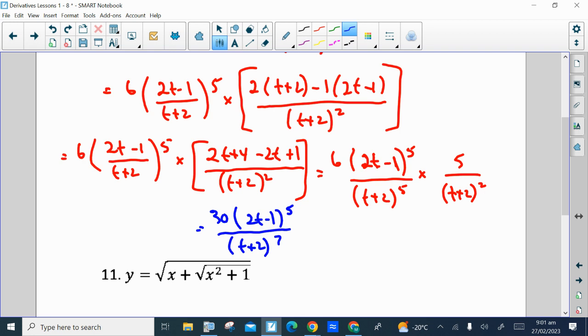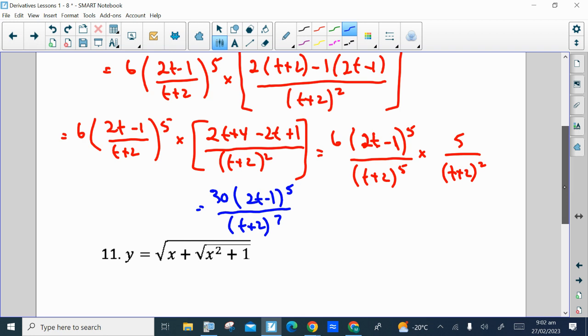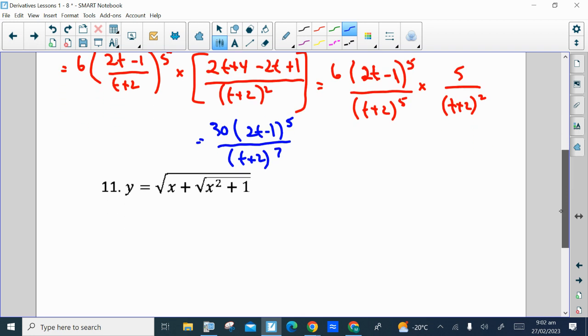So, as you're going through this, you hopefully would recognize that those denominators have the same base of t plus 2. So they can be combined. Add the exponents, keep the base the same. That is the reason why we split up that second factor, so we had both numerator and denominator raised to the power 5. This makes it easier to see that last step.